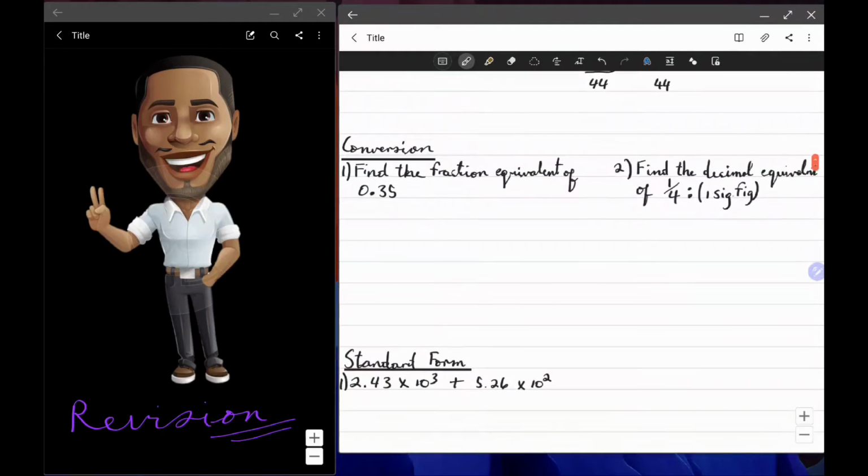We'll now be looking at conversion. Find the fraction equivalent of 0.35. All we're going to do is remember our place value chart. We know that 0 is in its ones place, 3 is in its tenths place, and 5 is in its hundredths place. If we're going to change this to a fraction, all we need to do is remember our last place value, which is the hundredths place. So 35 will be placed over 100, which means the same thing as 0.35.